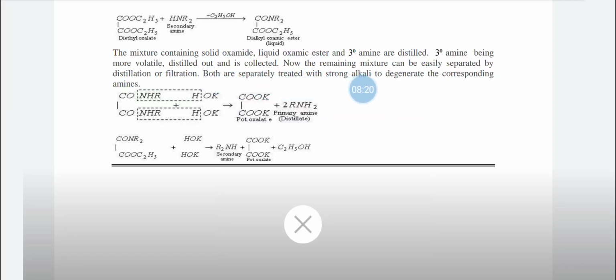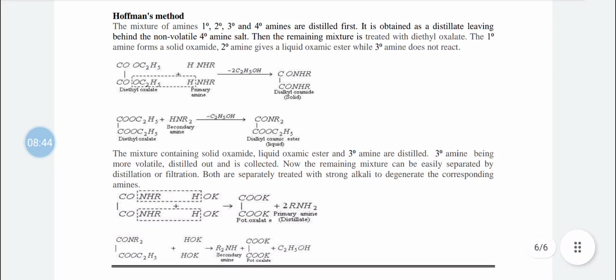Both are treated with alkali to regenerate the original amine. So this one, when treated with potassium hydroxide, gives potassium oxalate and primary amine, 2 molecules of primary amine will be produced. Similarly, the ester on treating with potassium hydroxide, secondary amine will be produced. Thus, a mixture of amines can be separated by Hofmann's method, in which the reagent is diethyl oxalate.